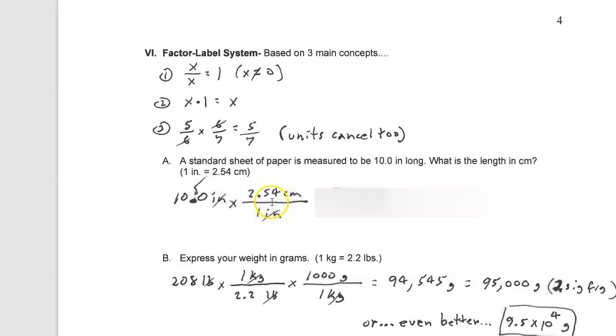So really the only measured value in this entire problem that has error in it is what? This. So how many significant figures here? 3. How many should my answer have? 3. So my answer is 25.4 centimeters, 3 significant figures. Make sense? Try another one?